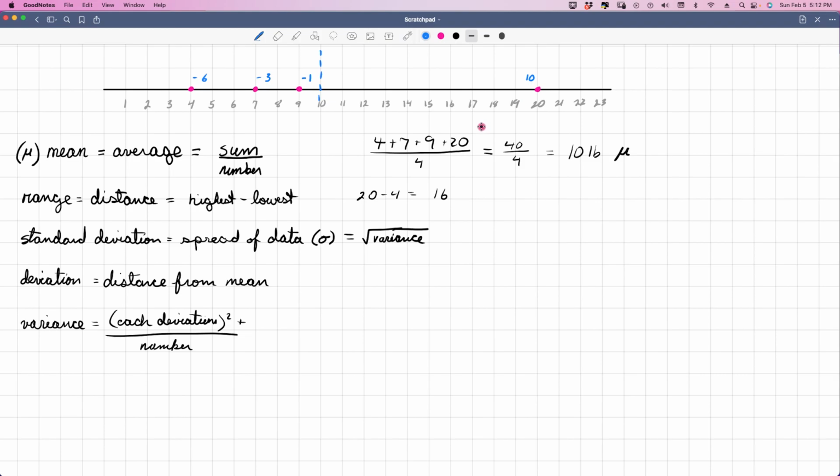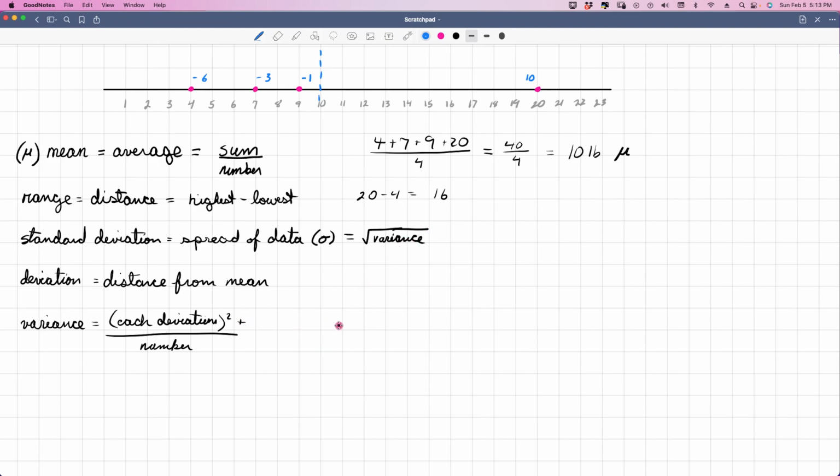So what we do instead is square the distances, because that removes the negative sign. And then we find the square root to take the square off of it. So what we do to solve for that, we find the variance. We take each deviation and square it and add it to the next one, and then divide that by the number of values. That's our variance. And then to find the standard deviation, we get the square root of the variance.